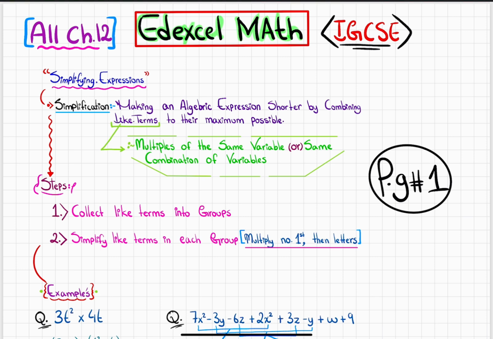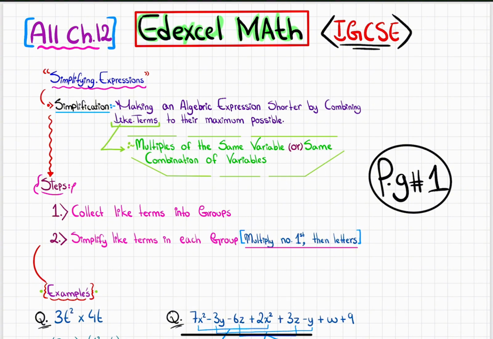So what is simplification by the definition? Simplification is making an algebraic expression shorter by combining like terms to their maximum possible. So you're going to be given algebraic expressions that contain many like terms, but they're going to be really long. So simplification is the process of making this really long expression much shorter by combining all these like terms together. We're going to have a look at how to do this.